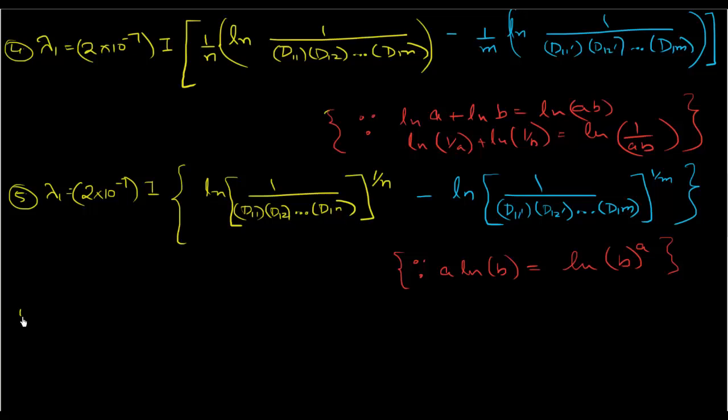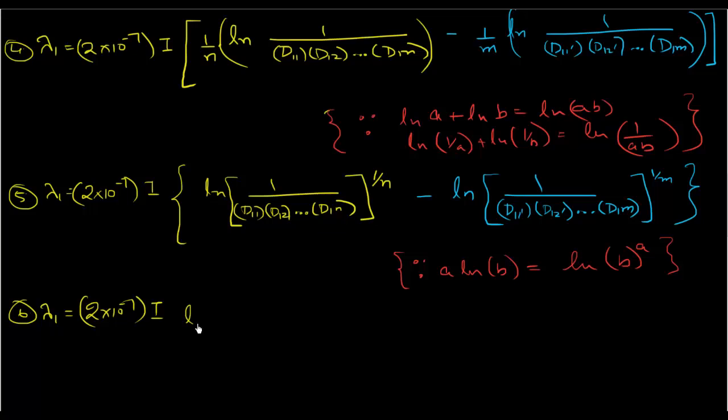What's the next step now? So the next step, if you follow where I'm going, now you see ln of a minus ln of b. We can combine those equations as well, right? Ln of a minus b is nothing but ln of a over b. So then that gives us this value being equal to 2 into 10 to the power minus 7 times I.